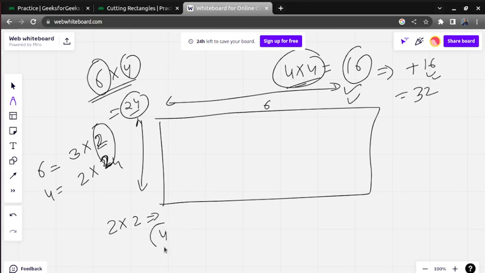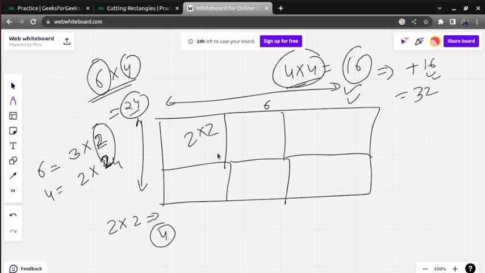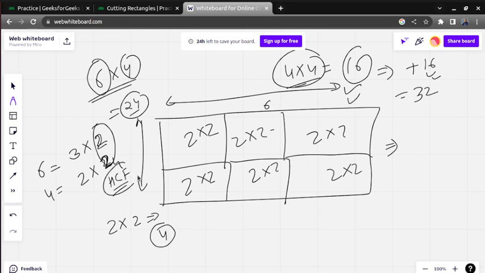Yes. So the area will be 4. Now we can make 6 such squares, like this, each 2 into 2. It means we got to know the logic: what we need to do is find the highest common factor, basically the HCF.